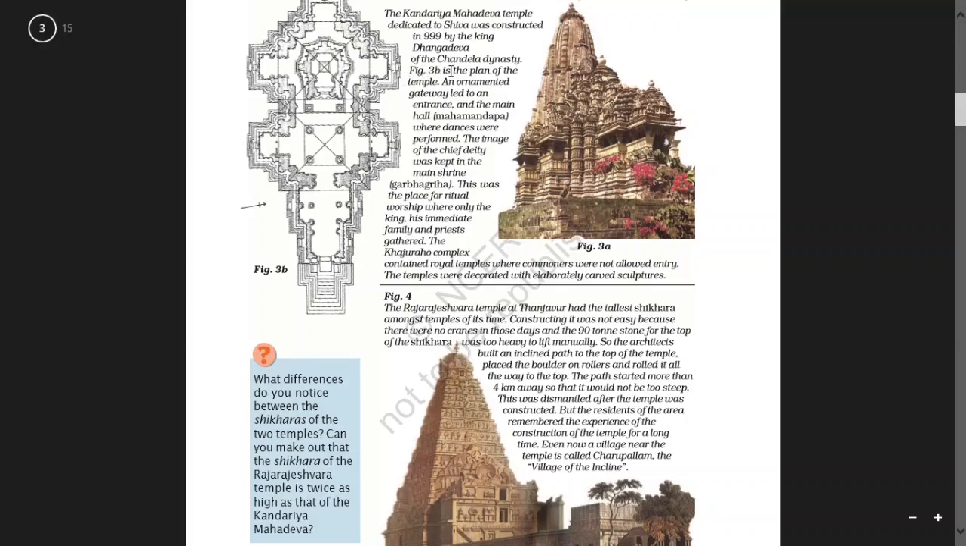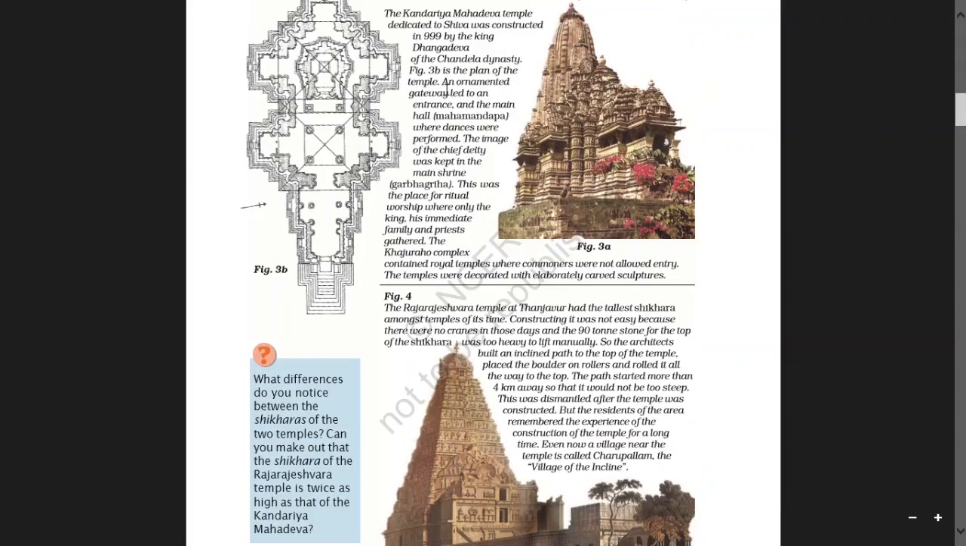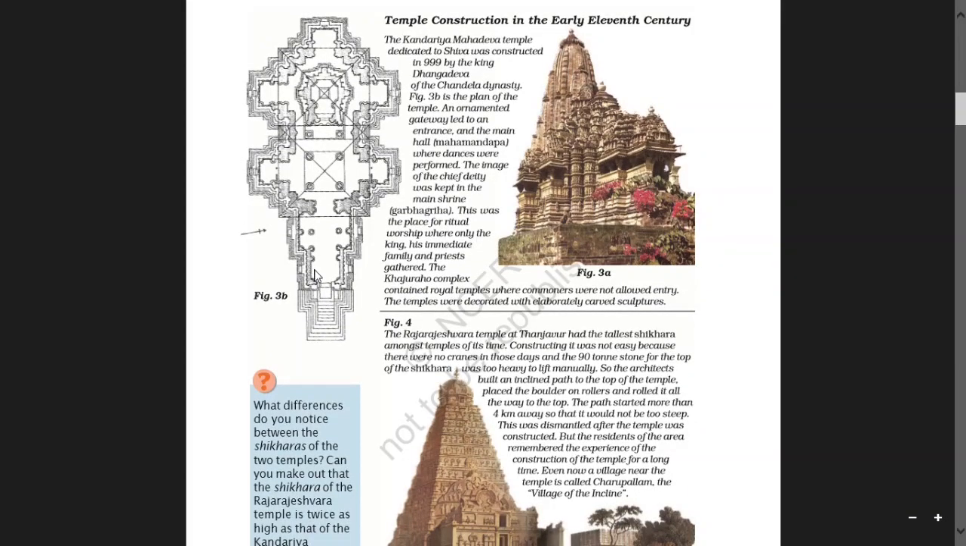Figure 3b is the plan of the temple. Have a look at the left margin of this page. It has given figure 3b. It is the plan of the temple, meaning before constructing any temple or building, a plan used to be made, boys. So here is the plan of that temple.